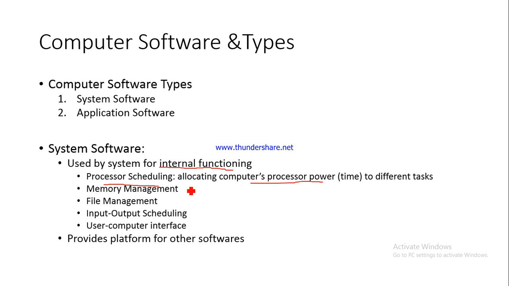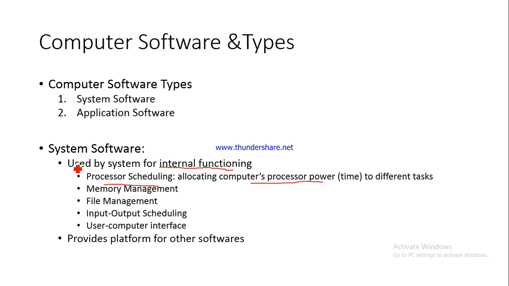So processor scheduling is one, and I've told you processor scheduling does not mean scheduling in the time sense. Generally we believe that when we talk about scheduling, it is about time. Here it's not about time, here it's about how much of the processor power is going to be allocated to a particular task. So in that sense it is scheduling. Then we have memory management, how much of the memory would be allocated to a particular task. File management, how all the files would be kept, the various program files, system files, software files, how they are going to be managed. Input output scheduling, and user computer interface.